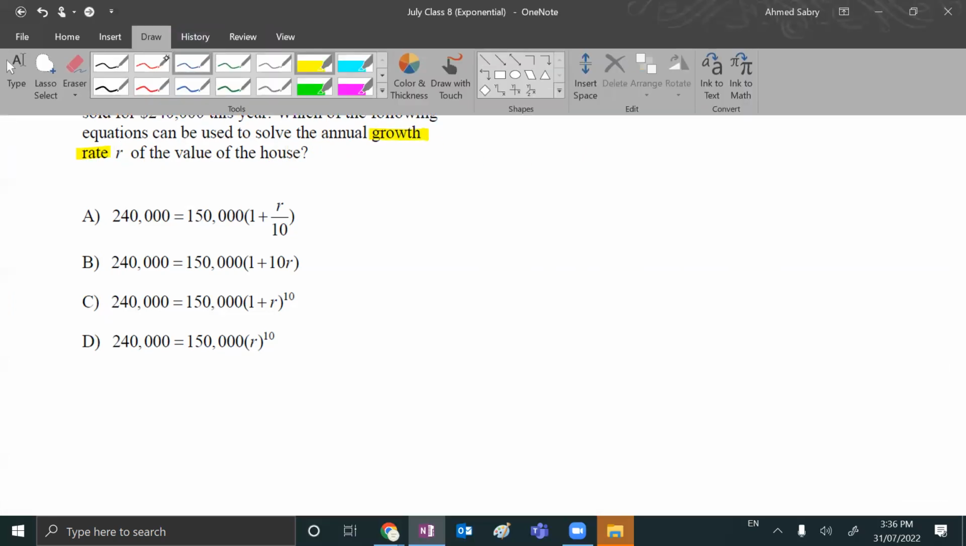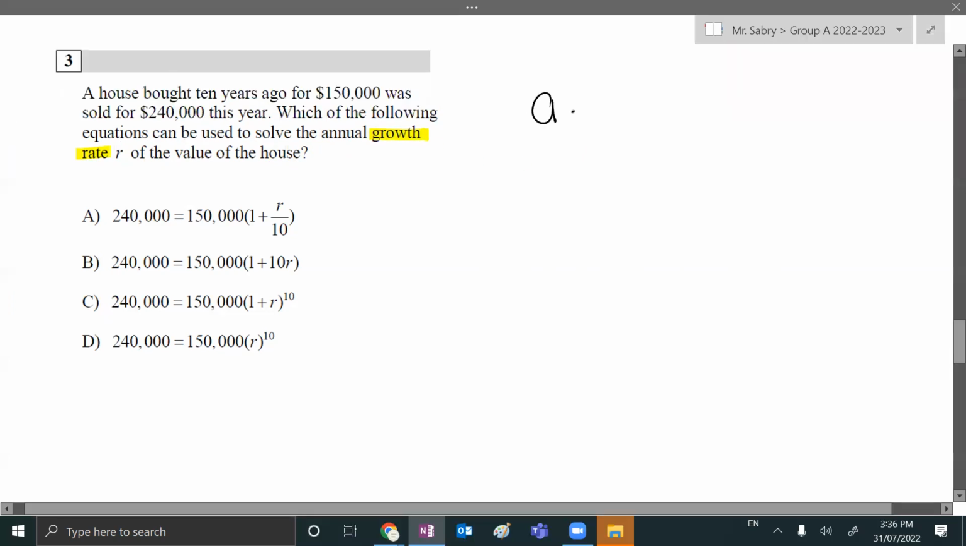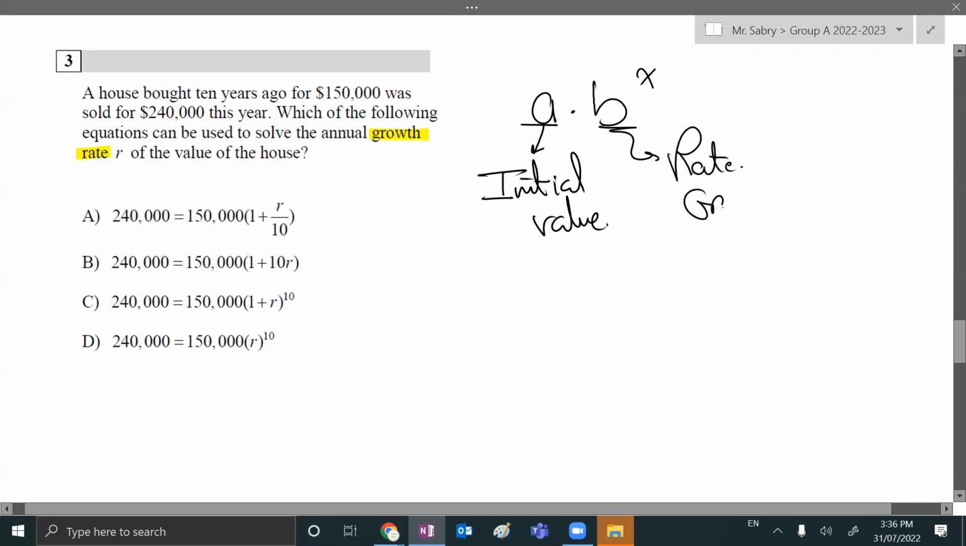You remember I told you that the form is A multiplied by B all to the power of X. What is A? A is the initial value. And what is B? B is the rate. What rate? It's the growth rate. That's the rate that it's a growth. If it's increasing, if it's 1 point something, it's a growth rate. If it's 0 point something, it's a decay rate.